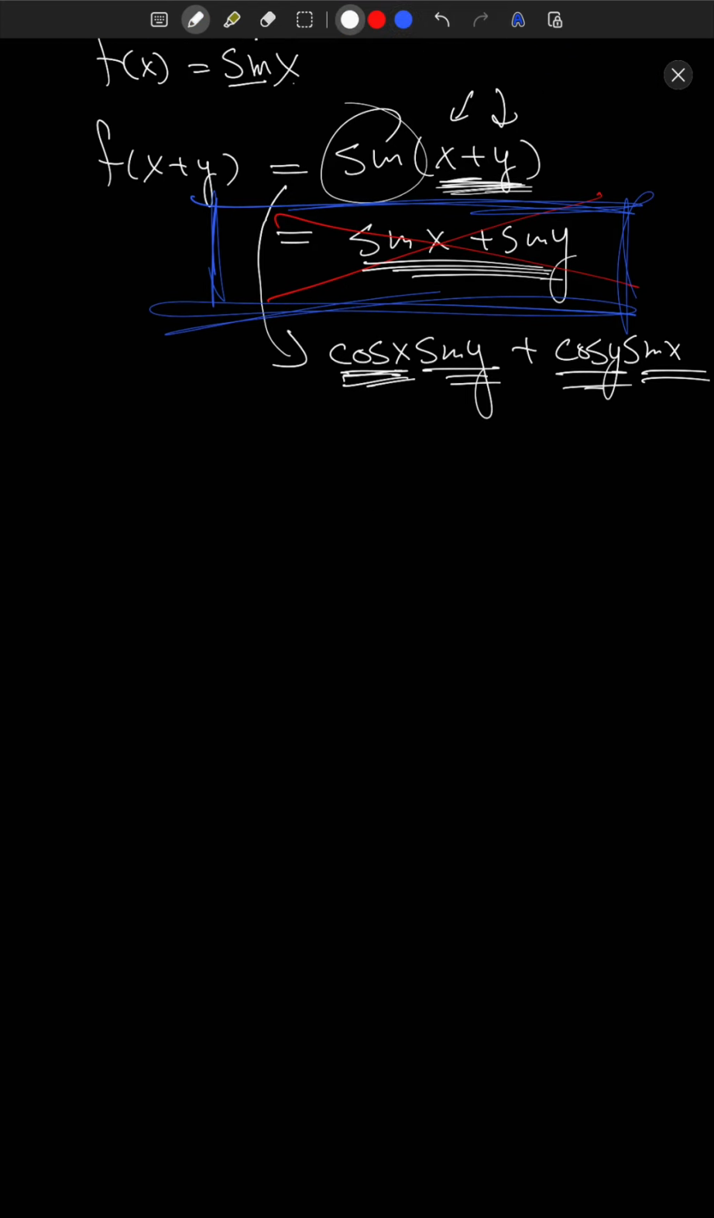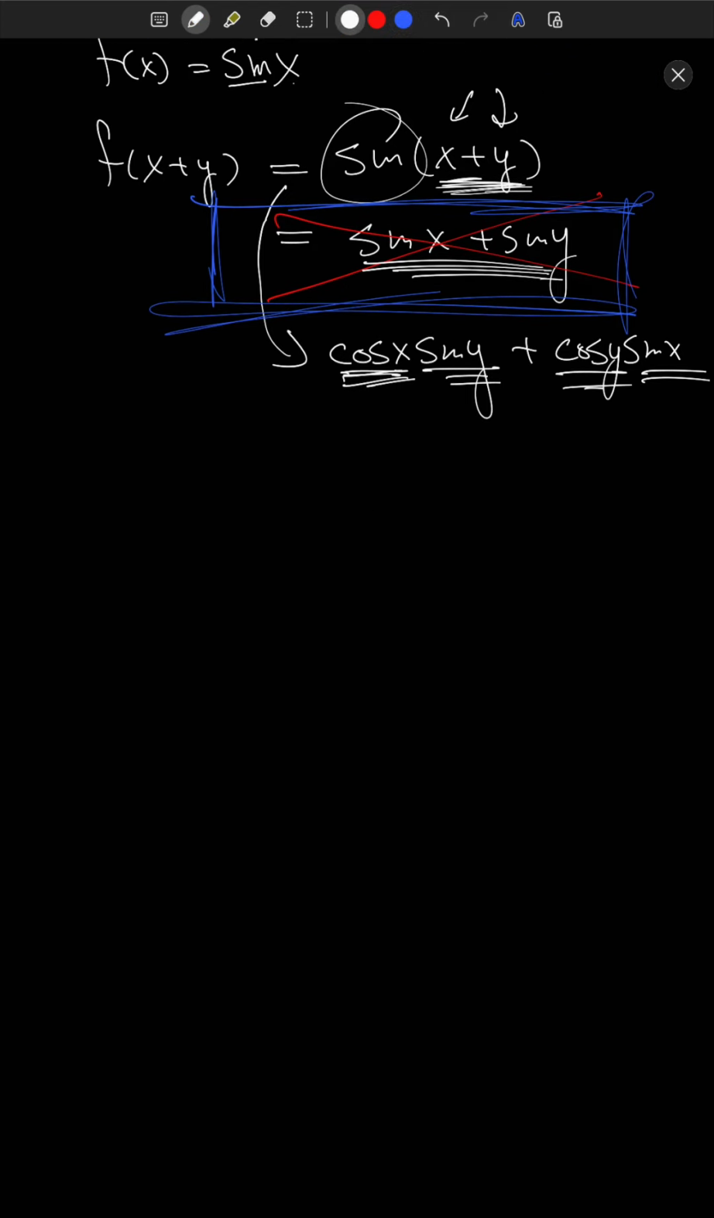Another situation where we see this a lot is if you have f of x equals square root of x. Then what is f of x plus y? By the definition, whatever I put in, take the square root of it. I'm putting in x plus y, so this output should be square root of x plus y. Now, a lot of people will say that square root of x plus y is equal to square root x plus square root y.